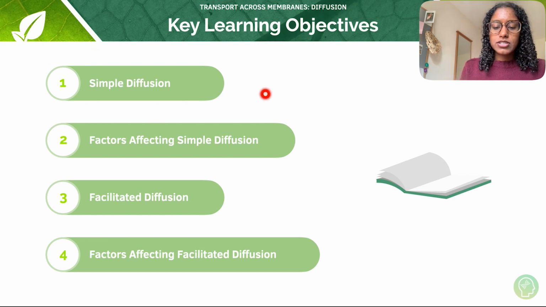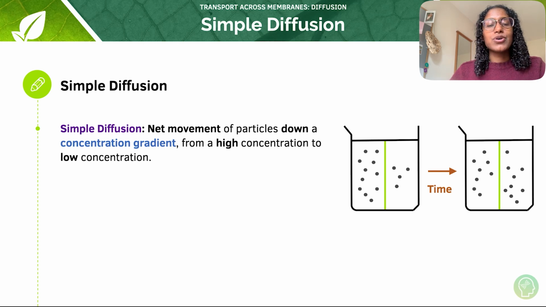So number 1, just having a look at the definition of simple diffusion. Number 2, having a look at some factors affecting simple diffusion. Number 3, having a look at facilitated diffusion. And number 4, having a look at factors affecting facilitated diffusion. So let's crack on and kick off with what simple diffusion is.